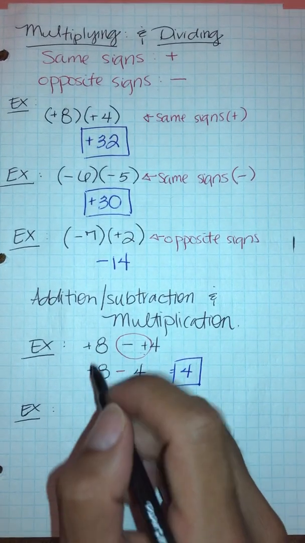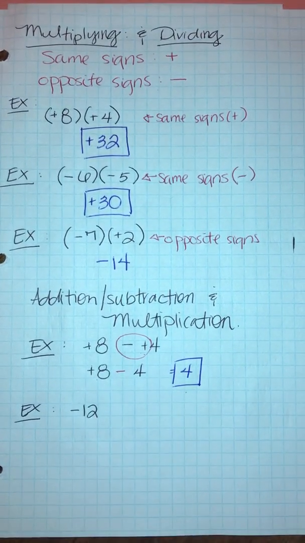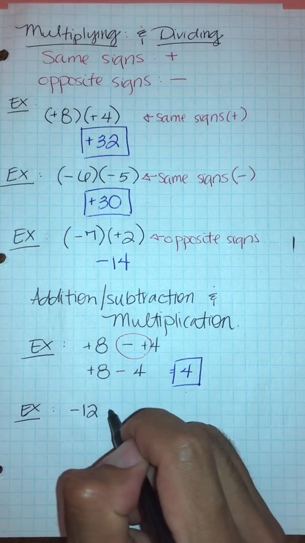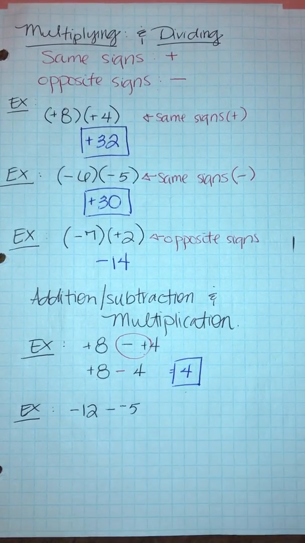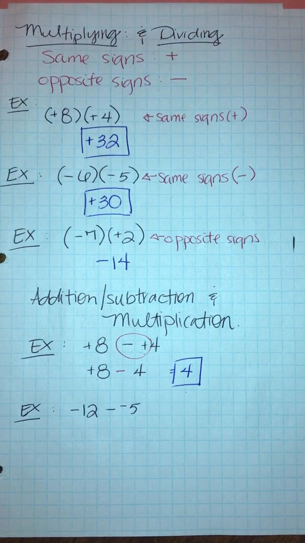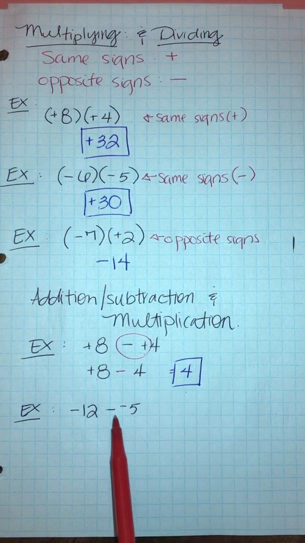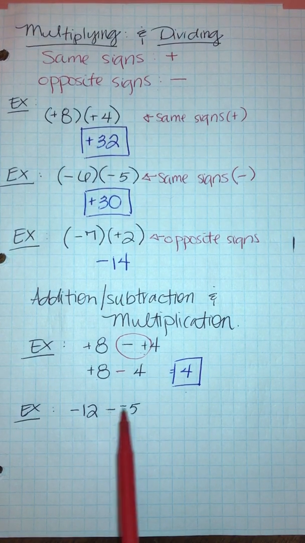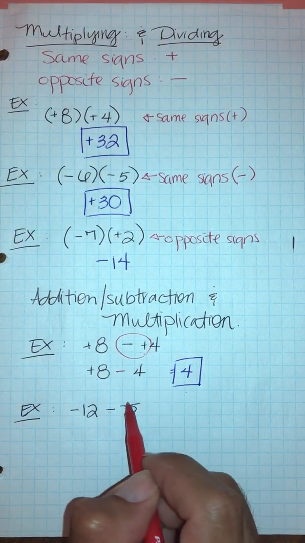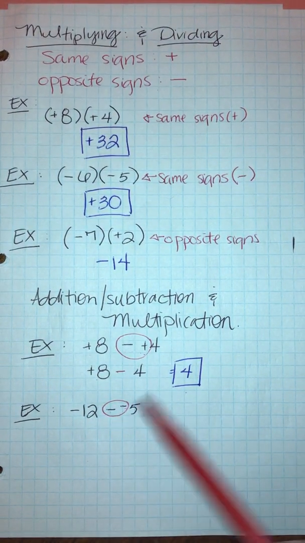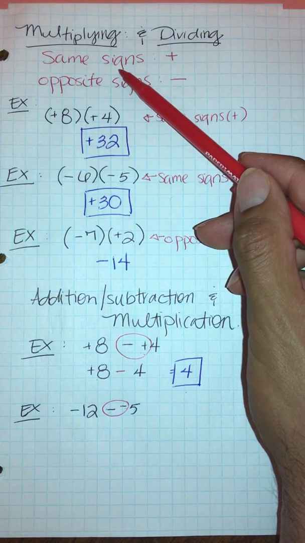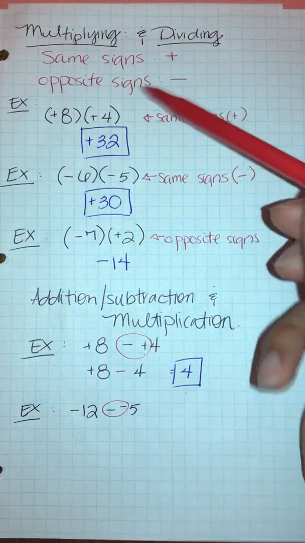Let's suppose we have negative 12 minus negative 5. Again, we focus our attention on the two symbols, ladies and gentlemen, that are together. We're going to go ahead and combine these as a multiplication. Here we see that they are the same sign. And since they're the same sign, it results in a positive.